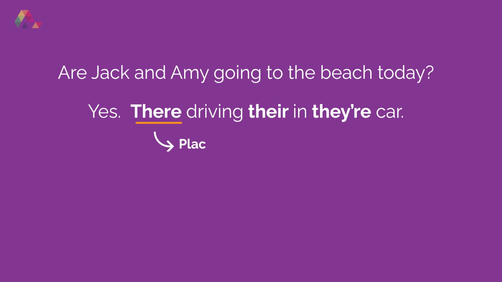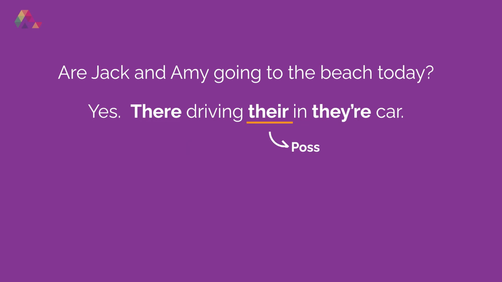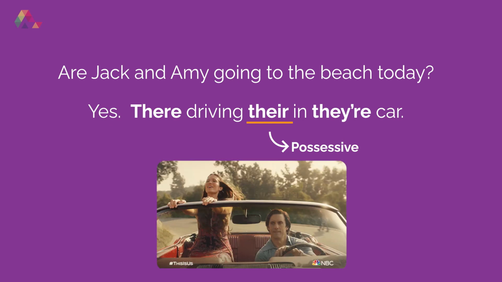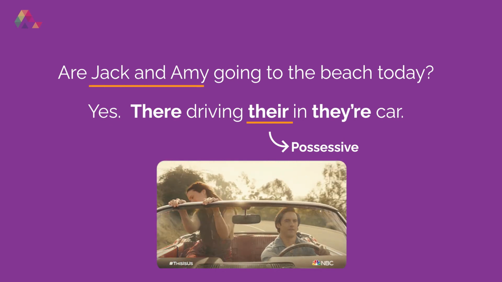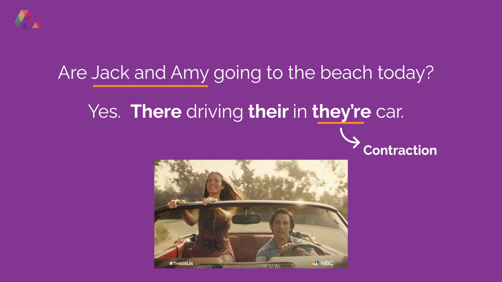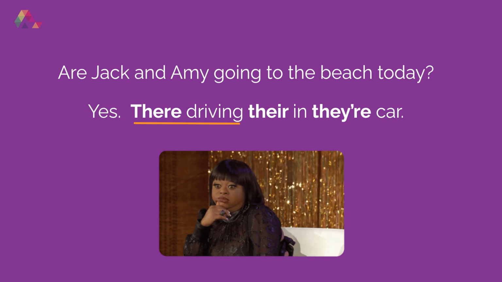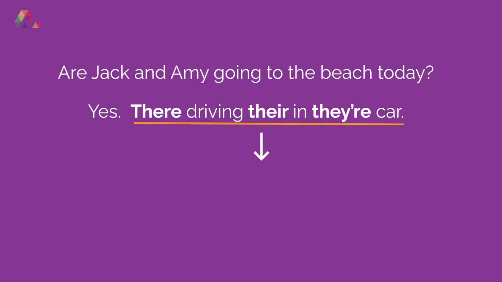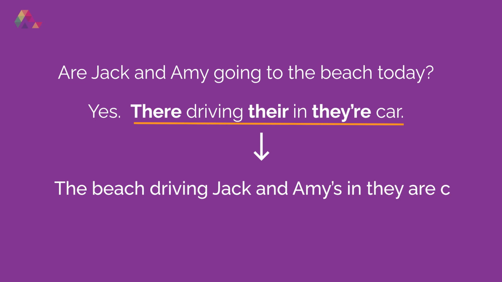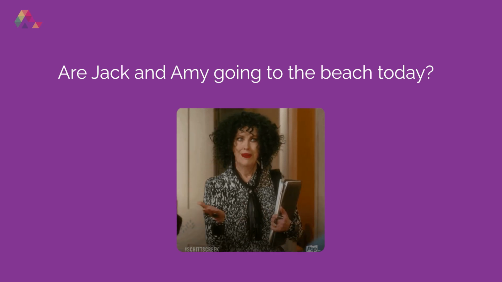There is a place. In this sentence, it's the beach. Their is a possessive. In this sentence, it means belonging to Jack and Amy. They're is a contraction. In this sentence, they refers to Jack and Amy. So, there driving they're in there car is the same as the beach driving Jack and Amy's in the beach. That makes no sense. Let's ask some questions to put the words in the right order.